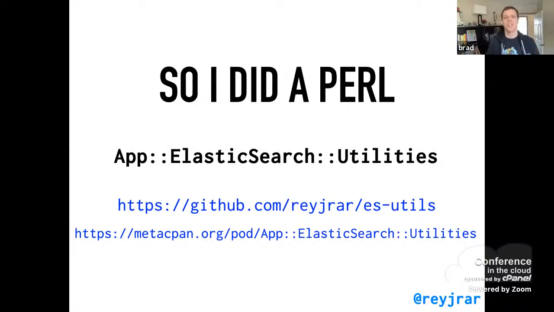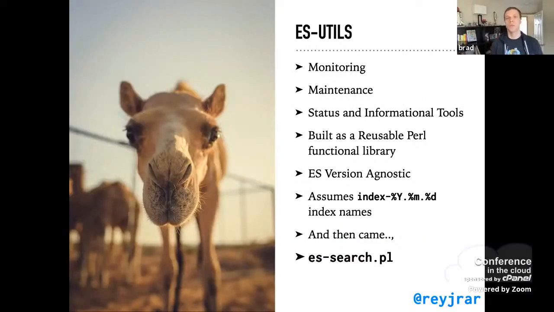So after suffering a few outages, I worked closely with my colleagues at Booking, and Shay Banon, the creator of Elasticsearch, who was working with us at the time, to figure out what was important to monitor and what were the things we needed to do to keep the cluster healthy. And so I started App::ElasticSearch::Utilities as a functional library of monitoring and operations tools. The main tools were monitoring, maintenance, and status information, so admins could run commands and see what's going on with the cluster. But I built it all with a reusable functional library.